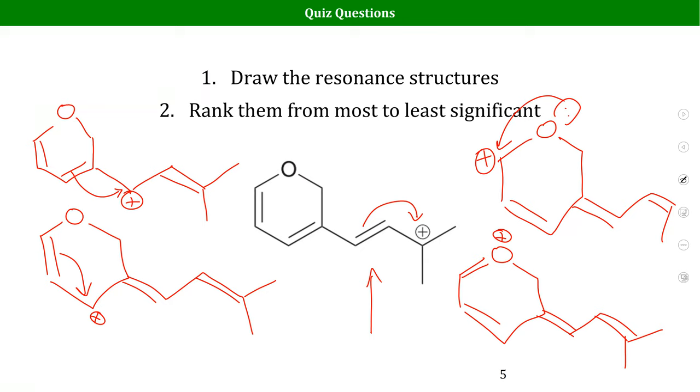Just having a positive charge near an oxygen does not make something less stable unless there's some new resonance that can be created, like we did there. But you can't get to this resonance structure without also having these other two. So these other two are going to also be the same kind of level of stability that way.